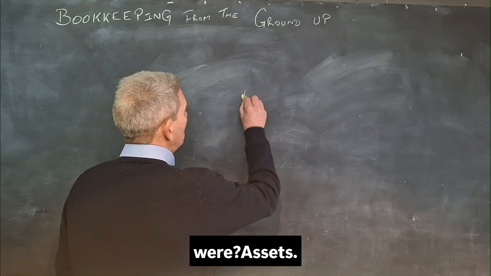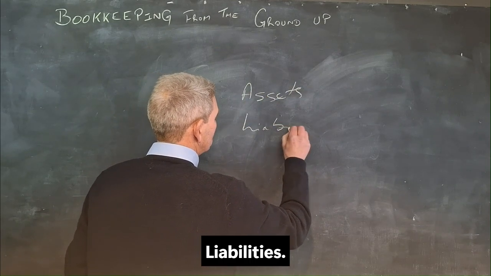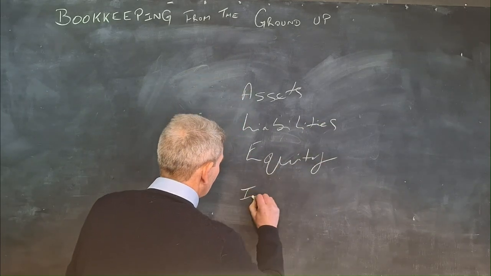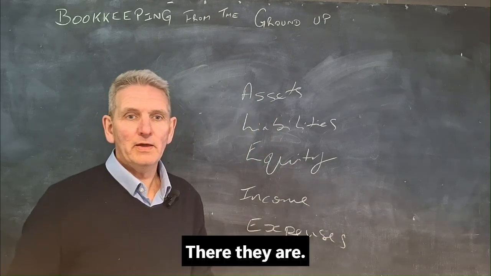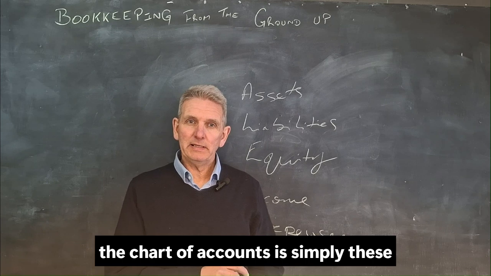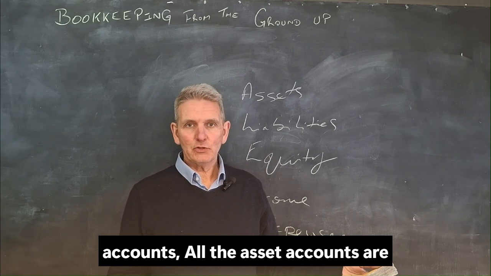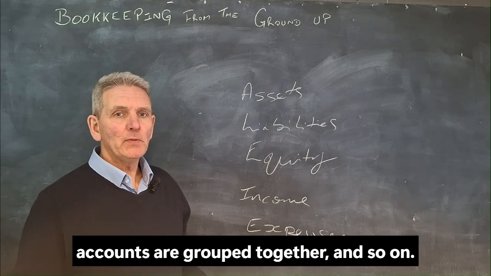Do you remember what they were? Assets, liabilities, equity, income, and expenses. There they are. The chart of accounts is simply these 5 buckets expanded into individual accounts. All the asset accounts are grouped together, all the liability accounts are grouped together, and so on.